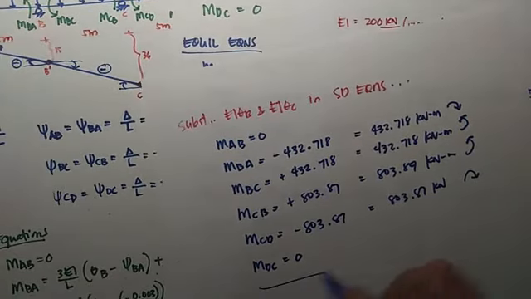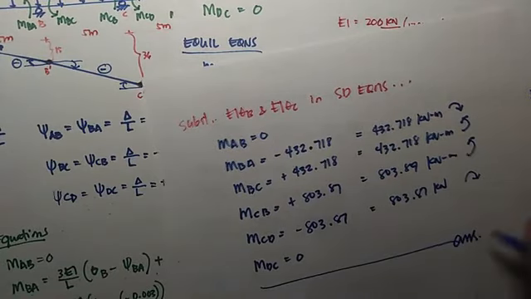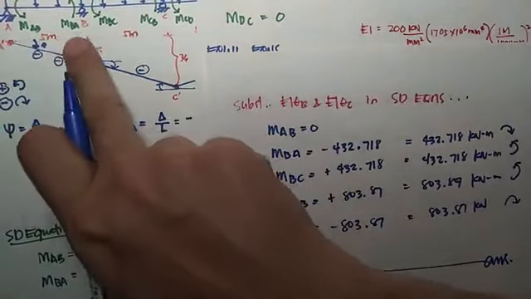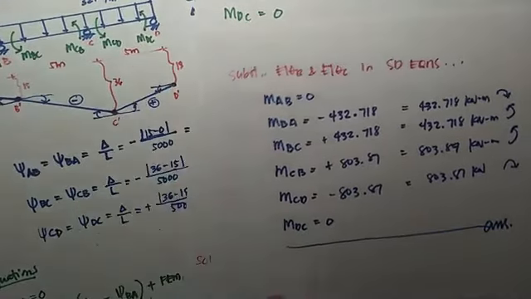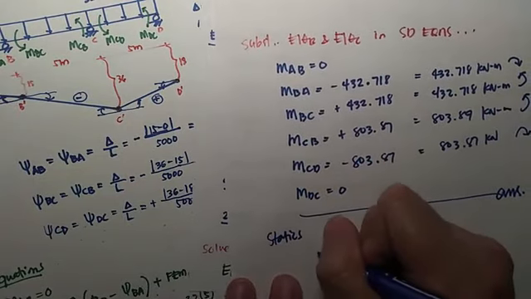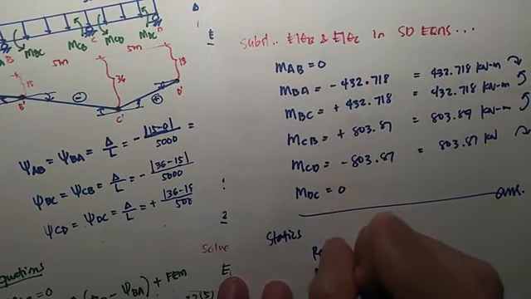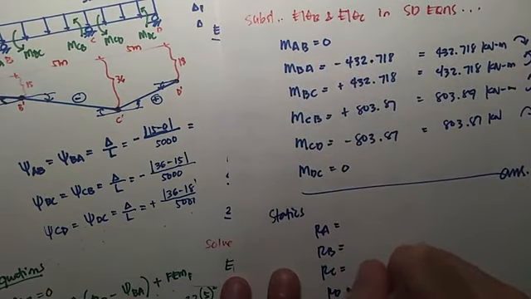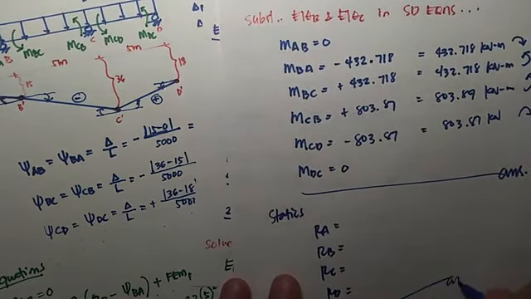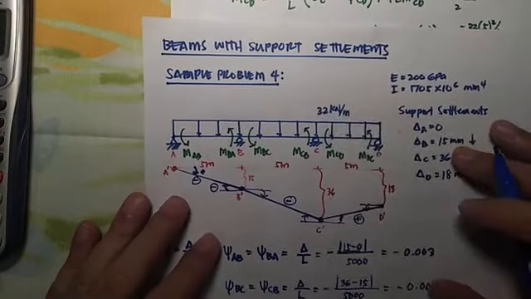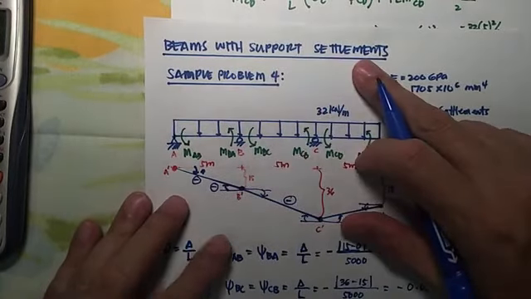Okay, so these are the answers. Then just apply statics if you want to solve for the reactions RA, RB, RC, and RD as well. So statics, you could get reaction sa A, reaction sa B, reaction sa C, at saka reaction sa D. So yun na yung sagot. Okay, so that's how we solve problems with support settlements.